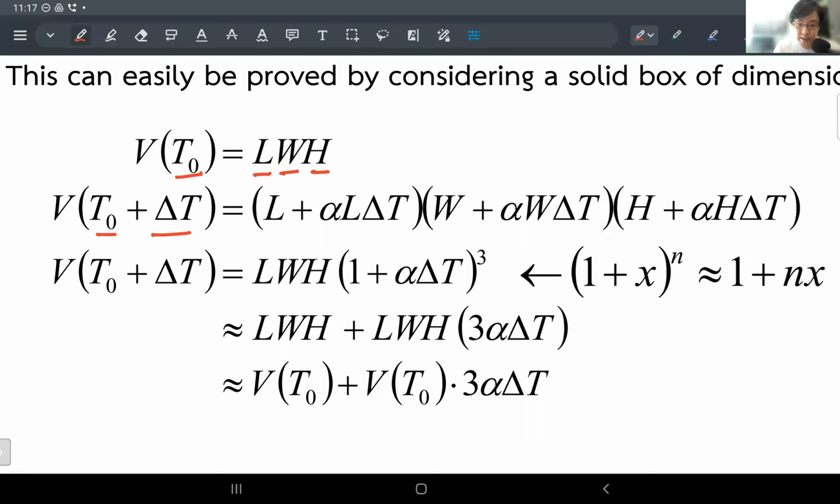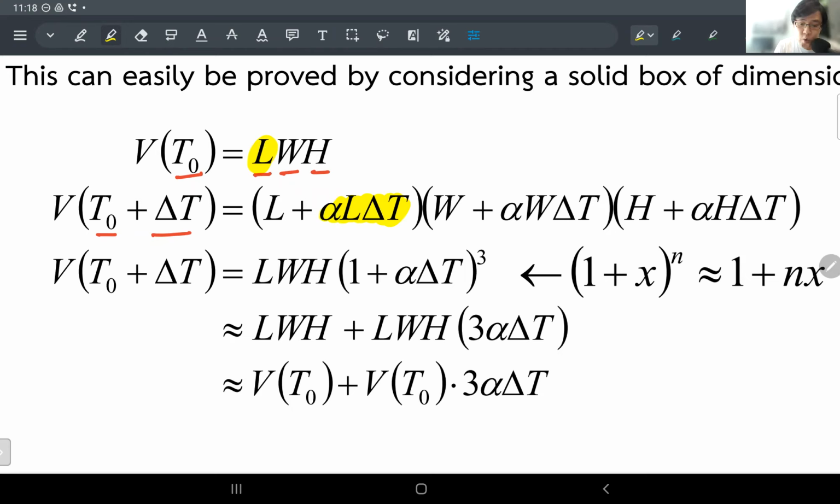Now here comes the thing that you have already learned. Okay, now for the length, I can apply that linear expansion equation. The delta L that I'm going to get is going to be alpha L delta T. You guys with me here?